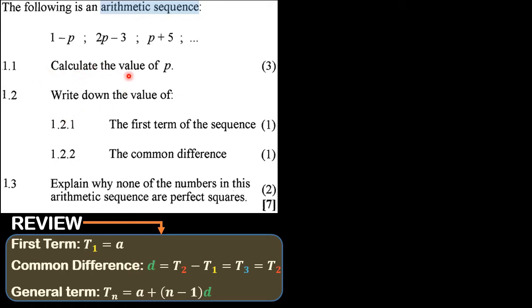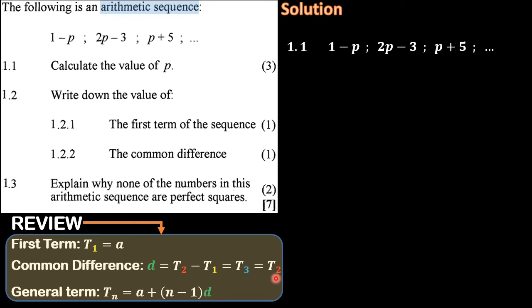If we are supposed to calculate the value of p, then it means out of all this, we can use the first term here, we can use the general term here, because in the general term we have many unknowns. But instead we know that the fact that it is an arithmetic sequence, then it means d is equal to t2 minus t1, which is equal to t3 minus t2. So let's look at it. This will be our solution.